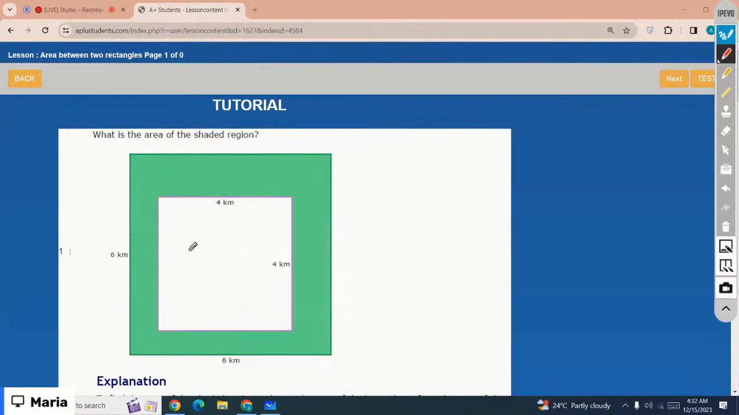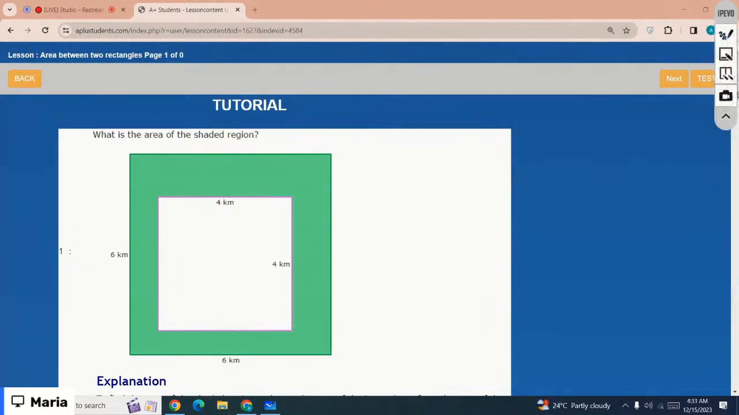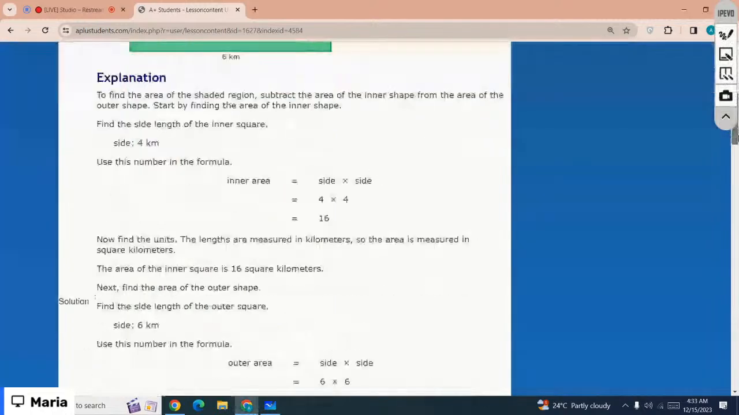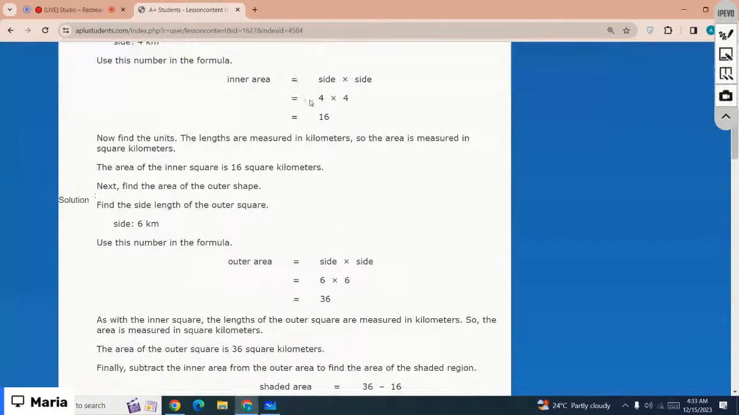The greater one has the measurement 6 times 6, so that is a square. Just calculate the square area, that is side times side. So 6 times 6 is 36. That is for the larger one, right? And the smaller one has the measurement 4, so the area of the smaller one is 4 times 4, that is 16. Now you have the area of both the inner rectangle and the outer rectangle.